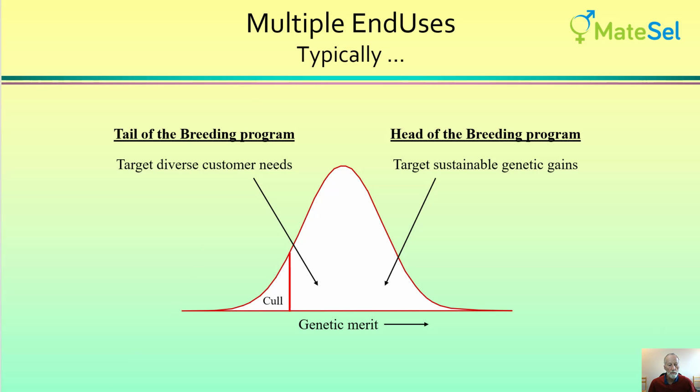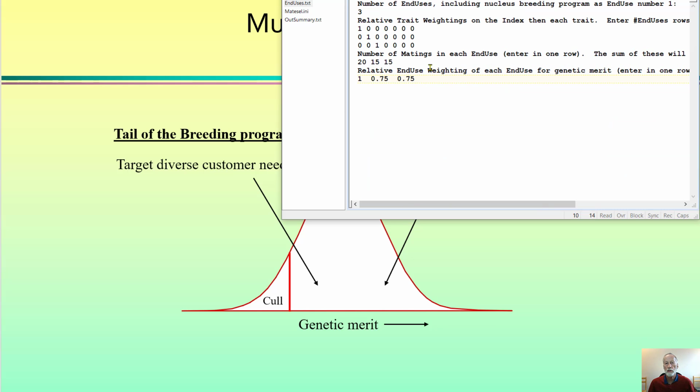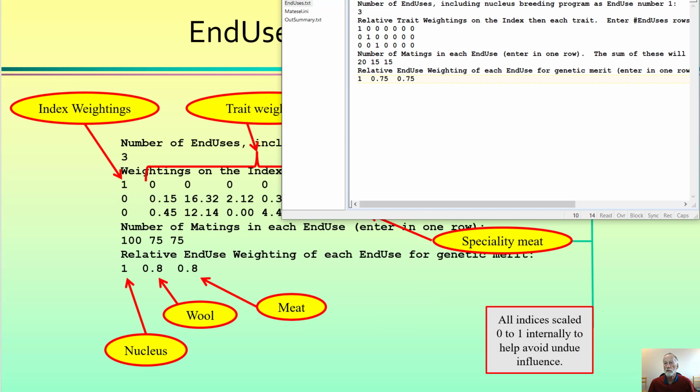Now we'll go on to look at implementing multiple end uses in MateCell. The first thing you do is in the file matecell.ini set the switch to control multiple end uses to 1. And that means that when MateCell runs, it expects to find a file EndUses.txt, which I'll show here. But let's go to the PowerPoint and look at that in more detail.